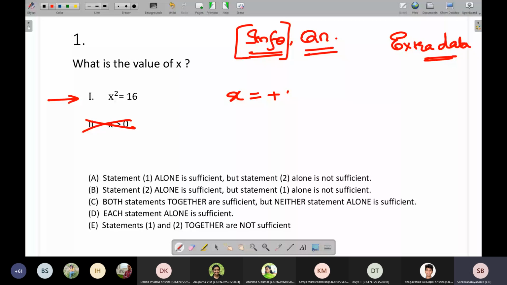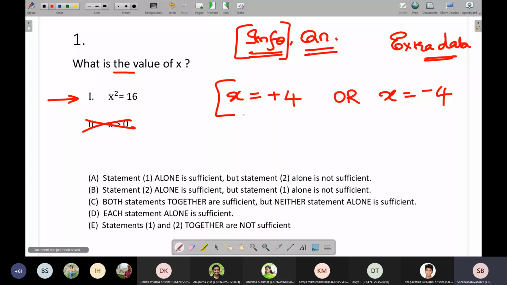Now, my question is very simple. Can you tell me what is the value of x? Is it possible for you to answer this question with this extra information, x square is equal to 16? Can you answer the question? Tell me. No, sir. No.